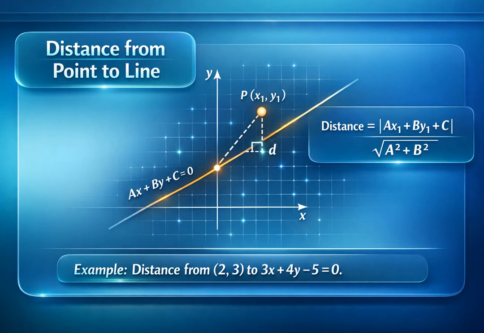The distance from a point (x1, y1) to a line ax plus by plus c equals 0 is given by the absolute value of (ax1 plus by1 plus c) divided by the square root of a squared plus b squared. This is the perpendicular distance. For example, the distance from (2, 3) to the line 3x plus 4y minus 5 equals 0 is mod(6 plus 12 minus 5) over 5, which equals 13 over 5 or 2.6 units.